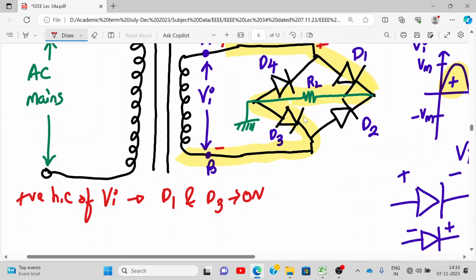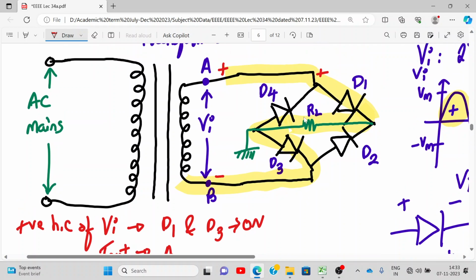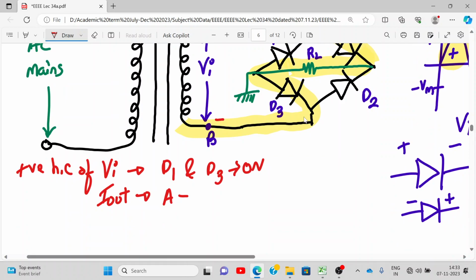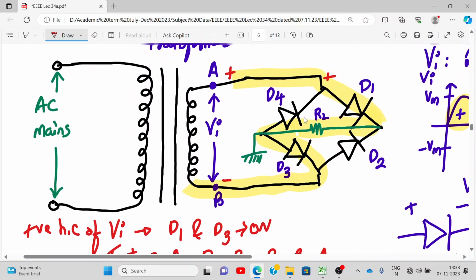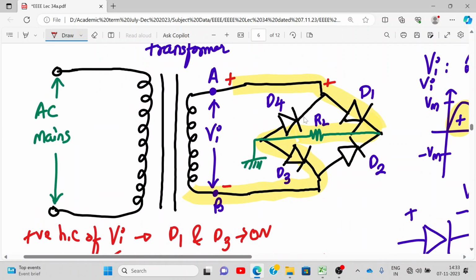And what is the direction of current flow? I out flows as follows. It will start from A, go through D1, then RL, then D3, and then point B. So A, then D1, RL, D3, B, back to A. Yes or no? Yeah. So this is the direction of current flow during what? Positive half cycle of input. Is this understood? I'm not drawing the diagram again because it will take a little more time. I'll show you the cases, how it will flow. Okay. Now I'll explain the other case. Okay.